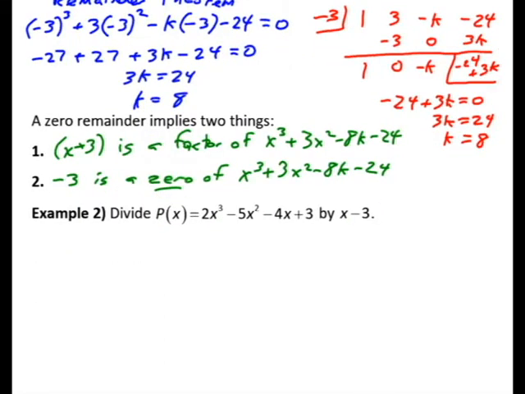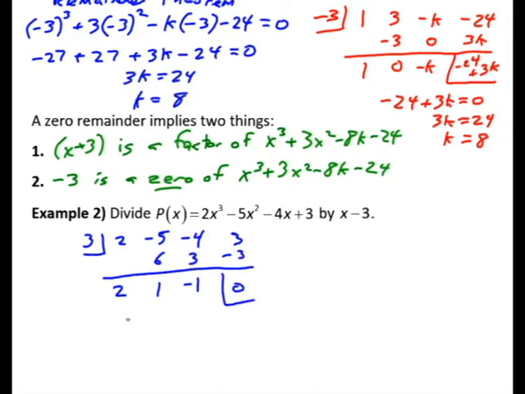Take a look at example 2. When we divide this polynomial by x minus 3, we're seeing if x minus 3 is a factor of the polynomial. Try this. Here's my solution. Here's our quotient. The remainder was 0.